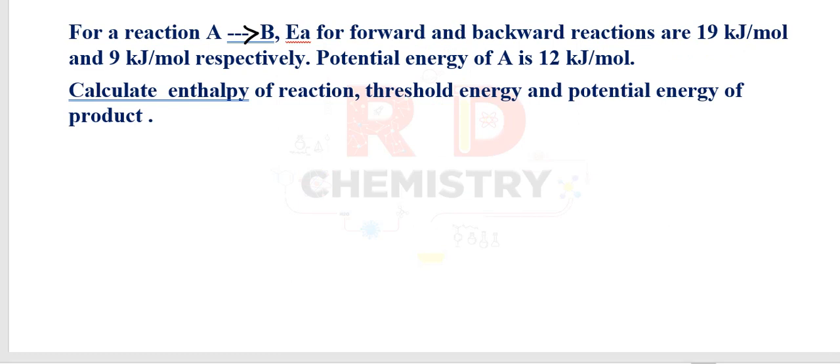Read this question. For a given reaction A giving B, the energies of activation of the forward and backward reactions are 19 and 9 kilojoules respectively. The potential energy of A is 12 kilojoules per mole. Calculate the enthalpy of the reaction delta H, the threshold energy ET, and the potential energy of the product. Now see here, the energy of activation forward and backward is given. For the backward reaction, the value is less. That means it is an endothermic reaction.